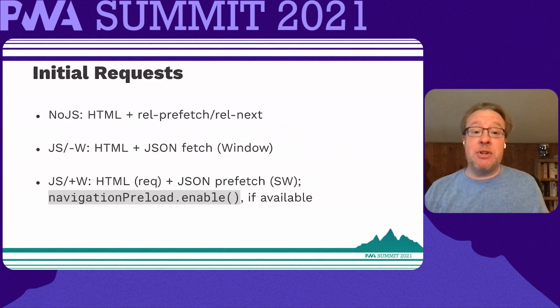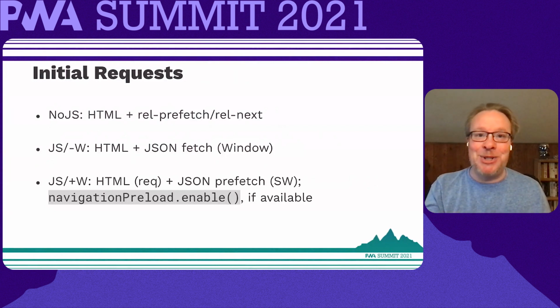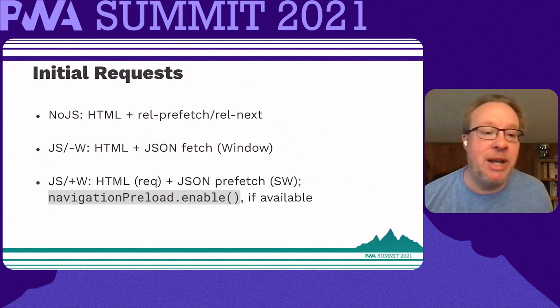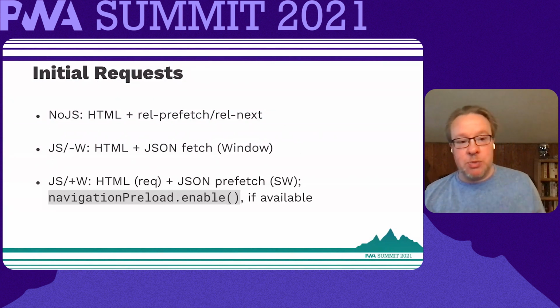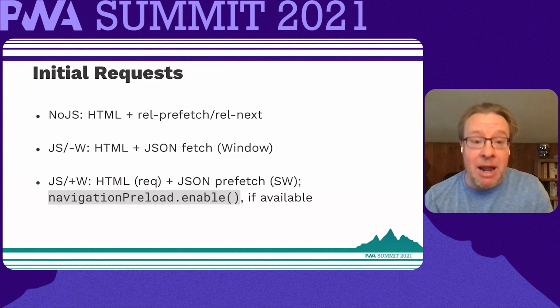In a JavaScript but service worker-less environment, we're doing HTML, but then in the window, we're doing a fetch for the JSON payload. And then we can move from individual HTML requests from page to page to just doing what we want to do most, which is to already have all the content that we need in that JSON file, parse it out, and display it in the DOM. And then, of course, with our service worker, we're working with HTML requests, and trying to use a little bit of JSON prefetch as part of our manifest.